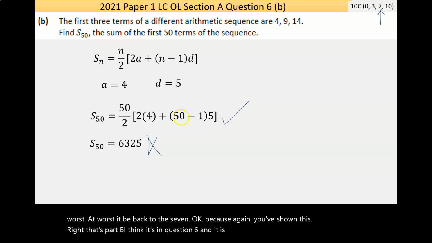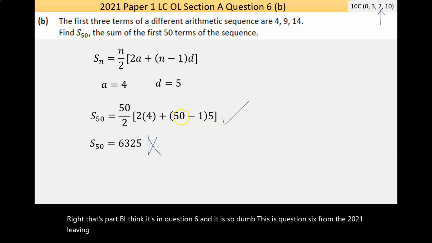So this is question 6 from the 2021 Leaving Cert Ordinary Level, paper 1.